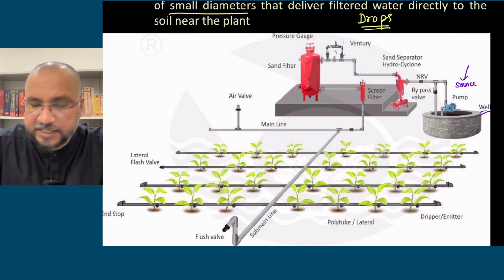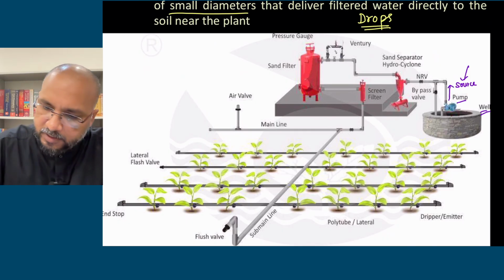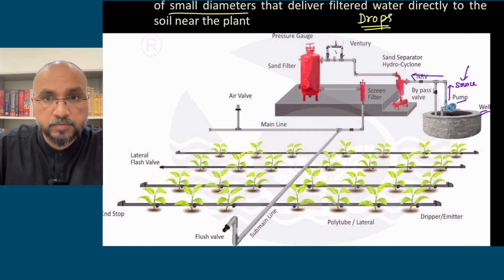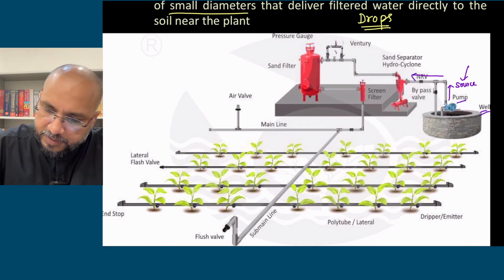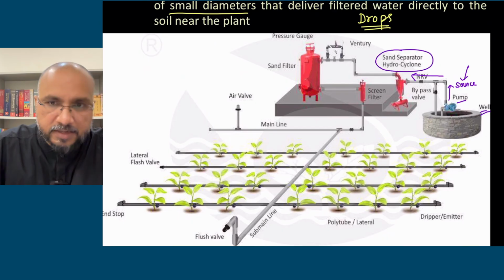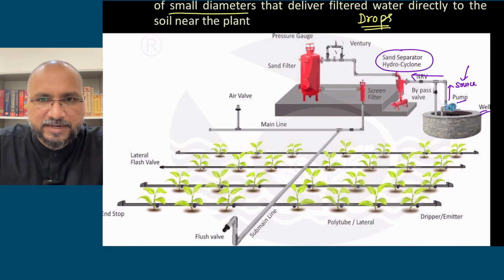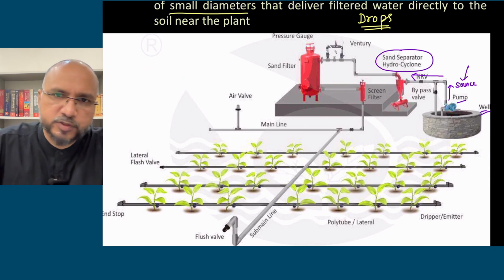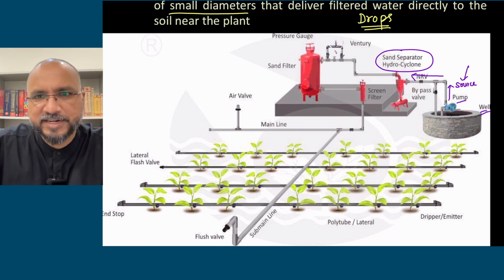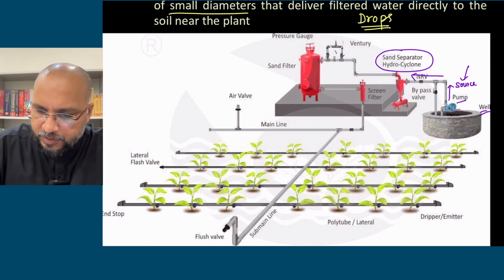The well is there, and from the well you are pumping the water. So you have a pump and you are pumping the water from the well. So water will move in the pipe. Here you have a sand filter, so sand separator, hydrocyclone method. Here is the sand filter which will filter the sand or dust particles. Obviously the source is a well, so there will be sand particles or clay particles, so they are filtered. So this filtered water will go through the pipes.